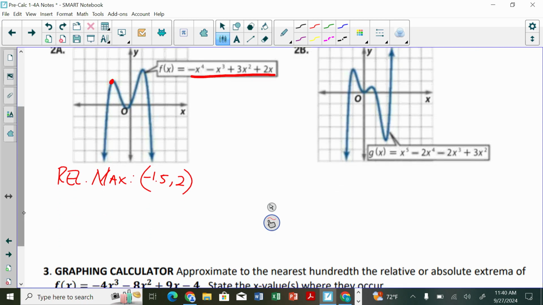Okay, and we also see that there is a relative minimum down here, right? There's a relative minimum right there. And the relative minimum, again, if we're just estimating it, we would say it's at about negative 0.5 for x, negative 0.5 for y.